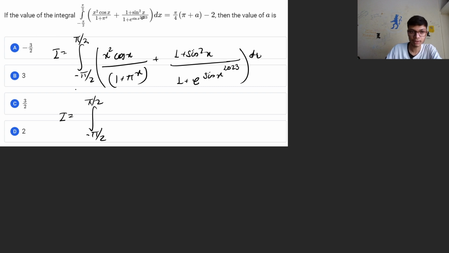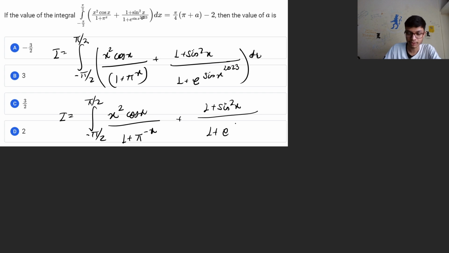Why? Because a plus b is basically equal to 0, so a plus b minus x. So that's what I'm applying. Then x square will remain the same, and cos x again will remain the same because cos is an even function. And this is going to be 1 plus pi to the power minus x. Plus, this is going to be again sine square x, because sine is an odd function but square makes it an even function, divided by 1 plus e to the power minus sine x to the power 2023, because x to the power 2023 is an odd value and sine of odd is again odd. So this is the integral.